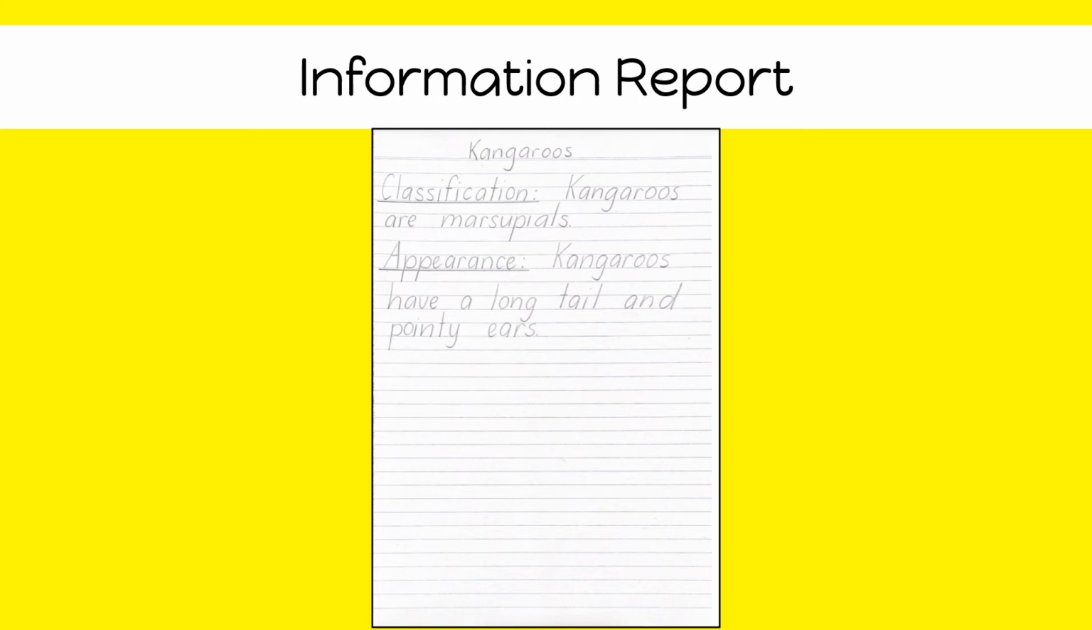So you can see at the top of my paper here, I've got the title that says kangaroos. And that's really important because I want my reader to know straight away that I am going to write about kangaroos. And the next part is the classification. And here's my sentence. Kangaroos are marsupials. Simple. I've got my capital letter at the beginning, my finger spaces in between my words, and my full stop at the end of the sentence. Now that's my classification done. It tells the reader what type of animal a kangaroo is.